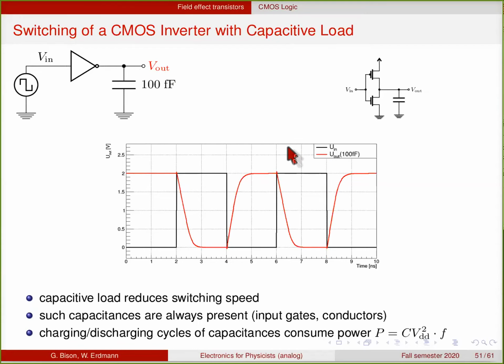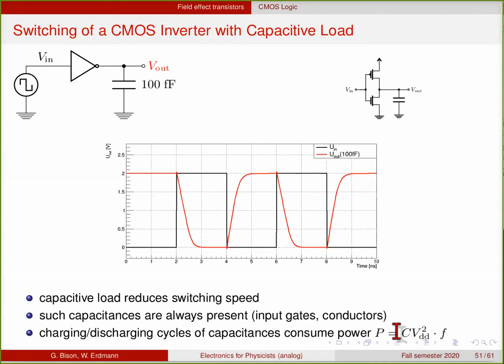This is the current that needs some time to charge these capacitors, and charging these capacitances also consumes power. So the charge is capacitance times voltage, and the work that you do is then another factor of the voltage. So you have the supply voltage squared times the internal capacitance, and if you do this with a certain frequency, for the power you also get a frequency factor here.